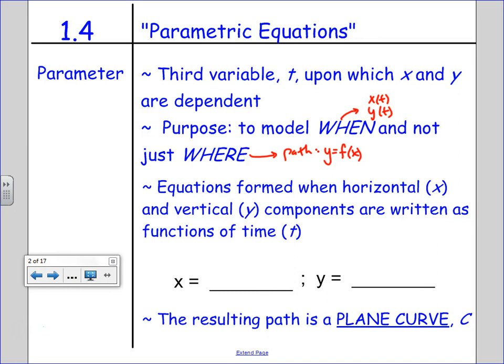Okay. So we have x of t, and we have y of t, and somehow we have to relate everything together. Just super quick vocab. The resulting path is called a plane curve, but I'm just going to call it the path. You don't really need to know the plane curve for AP stuff, etc. Okay, all background stuff, right?